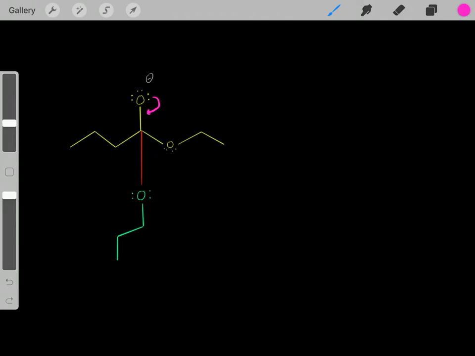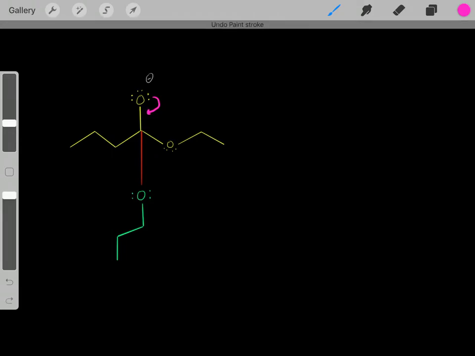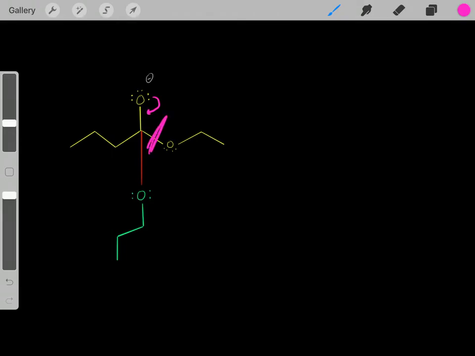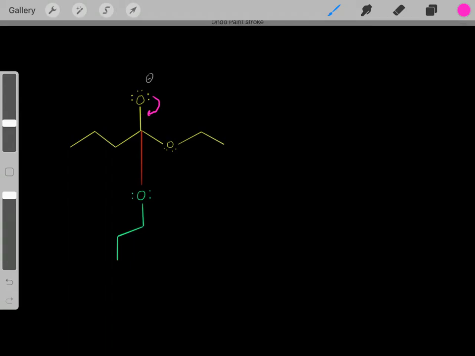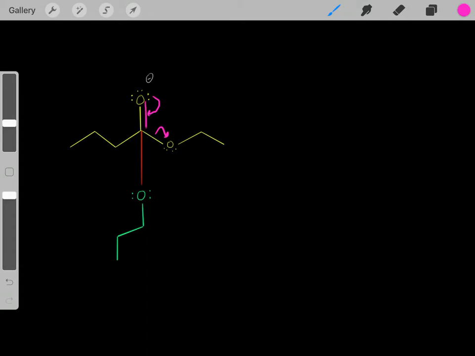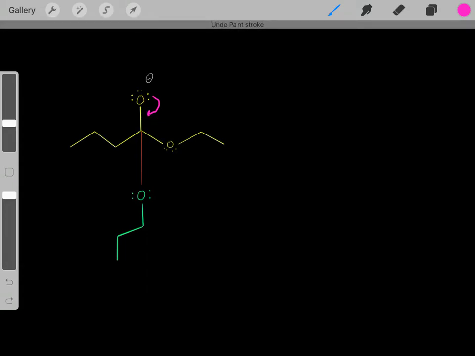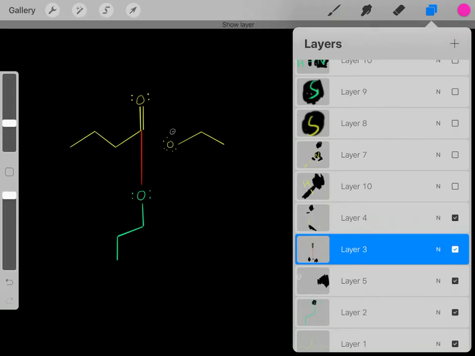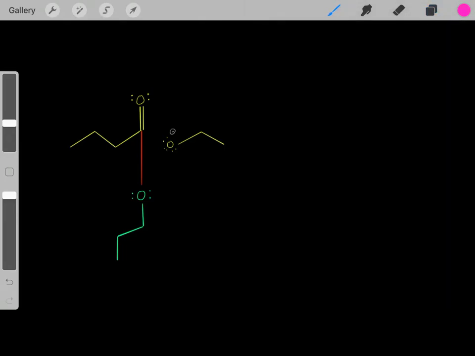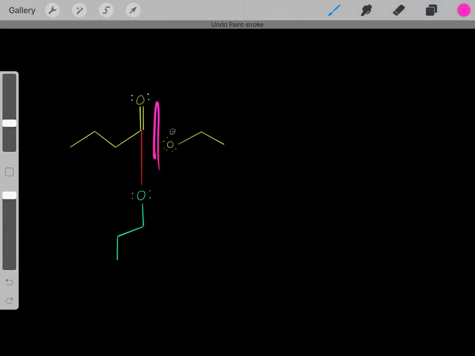So now what happens is these electrons essentially scoop down, forming a double bond. And once they do that, now this bond breaks where these electrons fall on this oxygen. So again, we form a double bond and we break this bond. When we do that, we'd essentially form this product. So now we've done it. We formed a bond and we broke this bond.